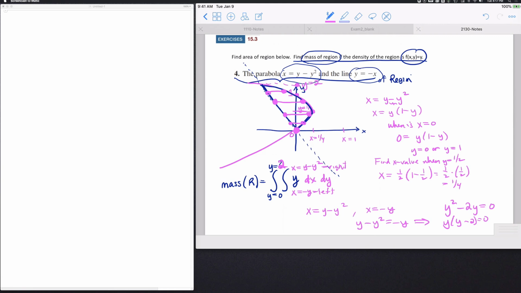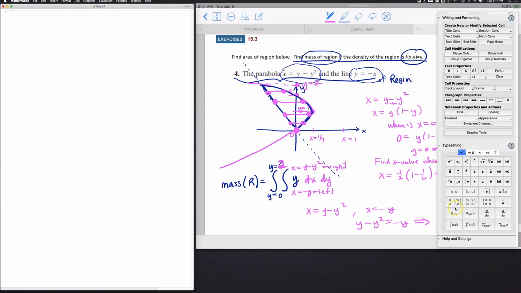We can evaluate this integral. I won't bore you with the details of that. It's a pretty straightforward integral to compute. The hard part here is getting the integral set up. I will evaluate this integral so that you know what value you're shooting for.